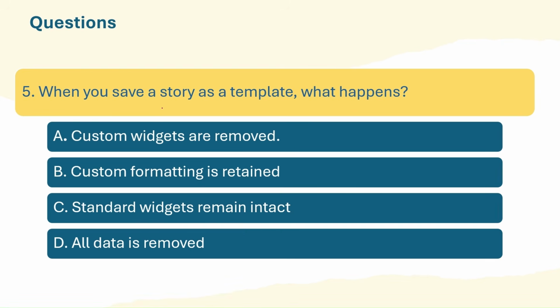When you save a story as a template, what happens? Whenever we save a story as a template, it removes all the data. It will just keep the template so that you can use the same template and then add the new data based on your requirement.